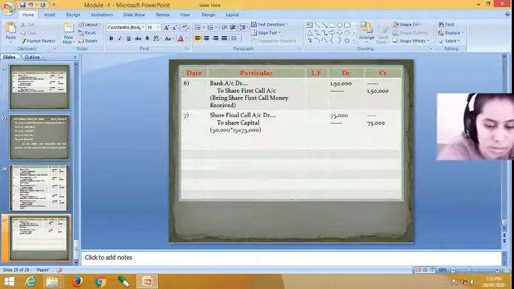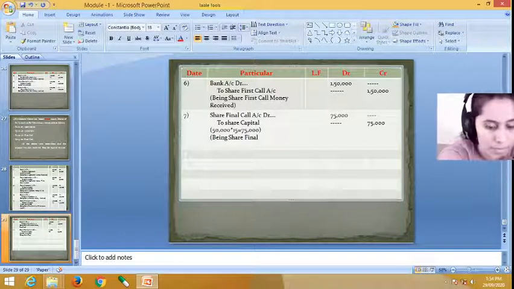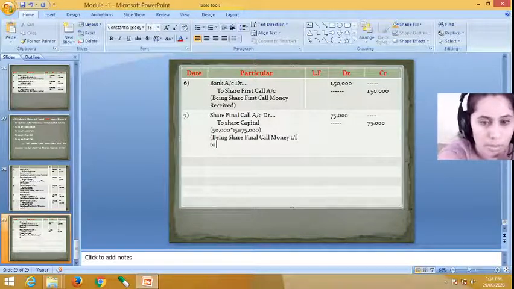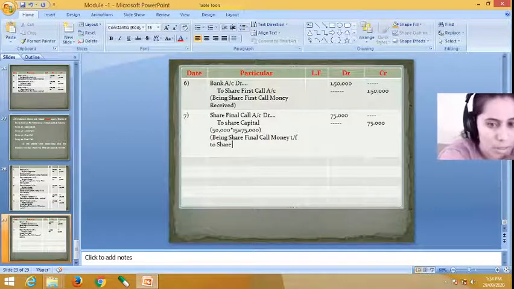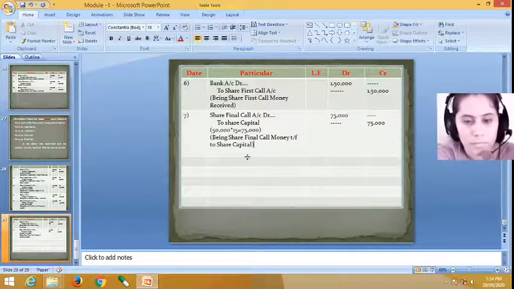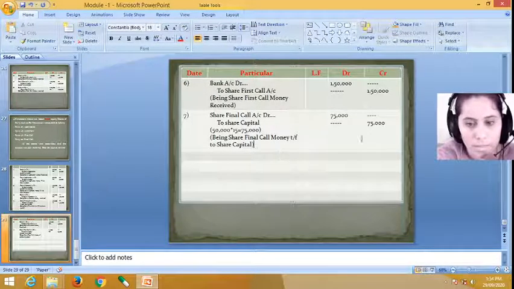Narration is: Being share final call money transferred to share capital. Where are you transferring? To share capital. Right. Now the receiving entry.